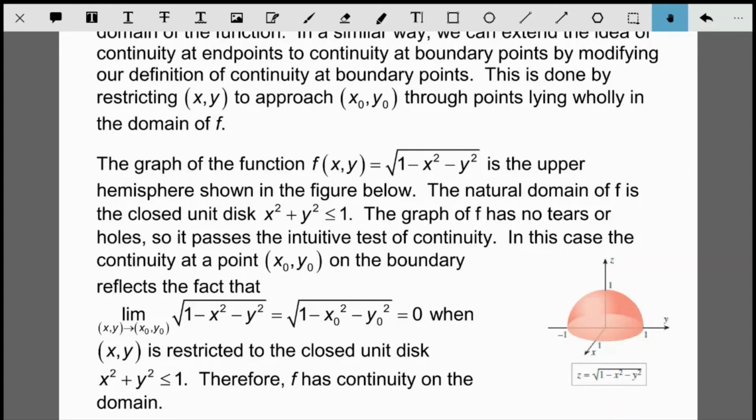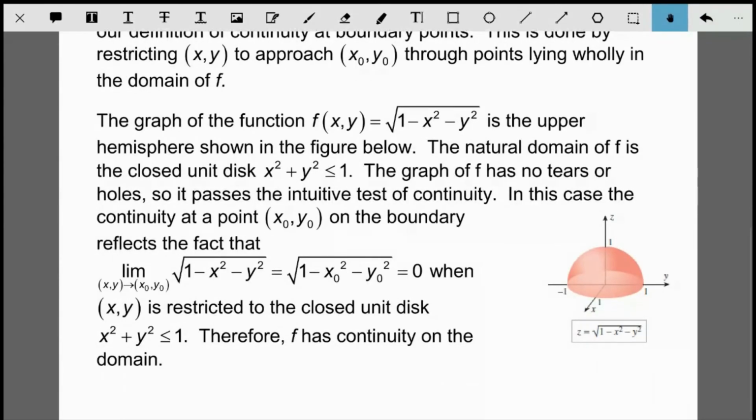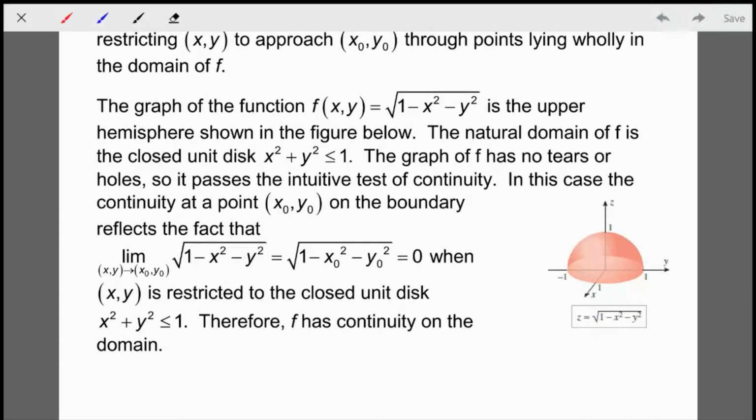The special rule is we treat our boundary points as arbitrary points, x naught, y naught, which are the boundary points for that domain. And if we can show that the limit value is equal to the function value at those boundary points, then we know the function is continuous. So it's pretty simple to do.